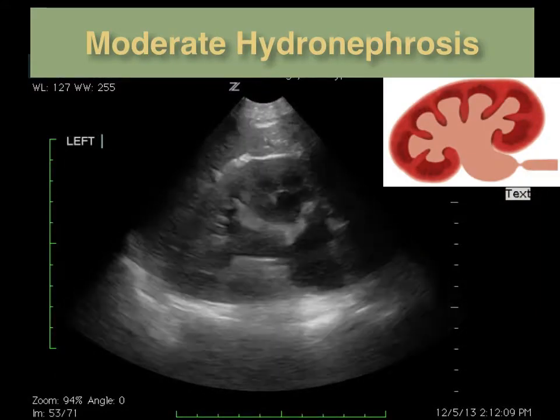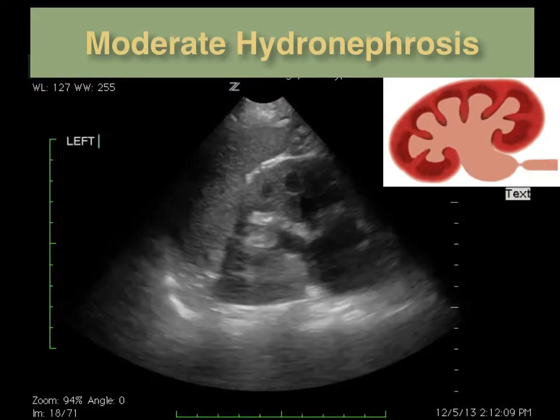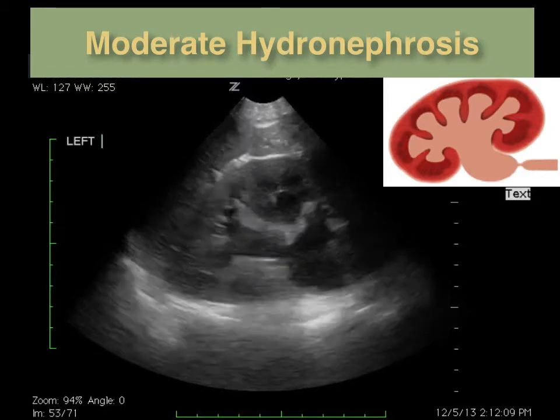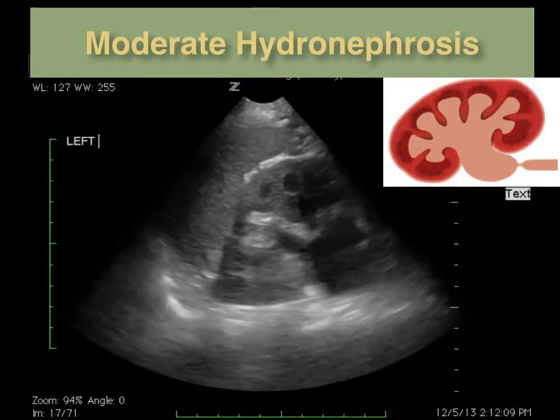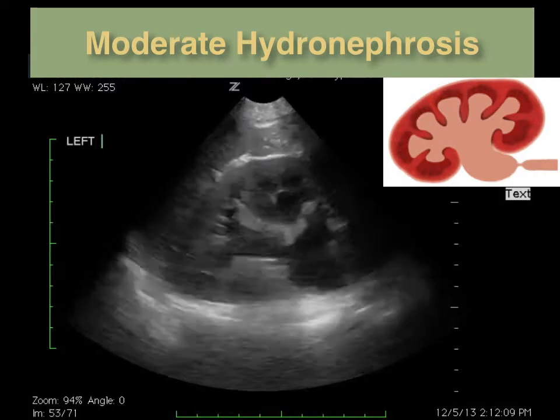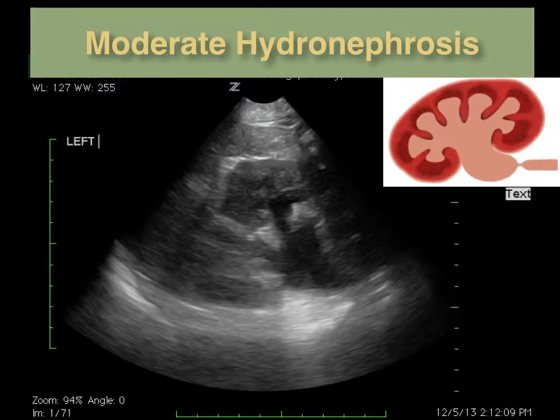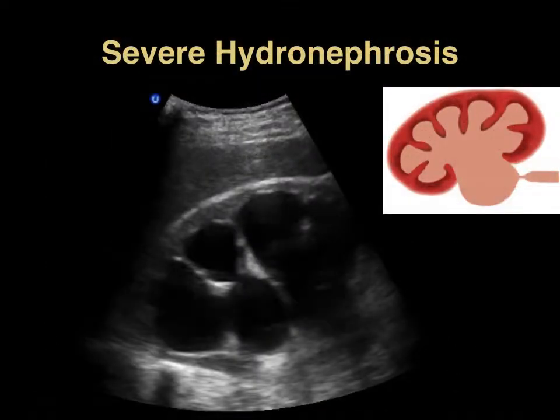As the degree of obstruction increases, that central anechoic space will expand, while the more hyperechoic surrounding parenchyma begins to compress. Certainly, this example of severe hydronephrosis demonstrates that best.